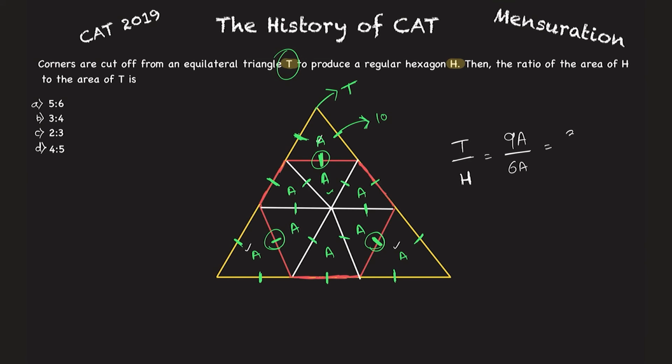So what you get here is 3 3s are 9, 3 2s are 6, which is 3 by 2, but this is T by H. He is asking for H by T. The area of the hexagon is two of the equilateral triangle parts. H by T is nothing but 2:3. That will be option number C, the answer to this.